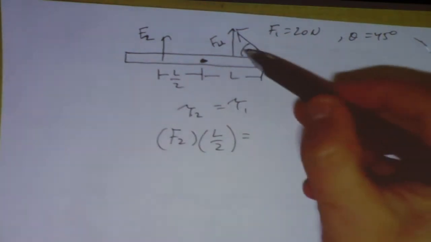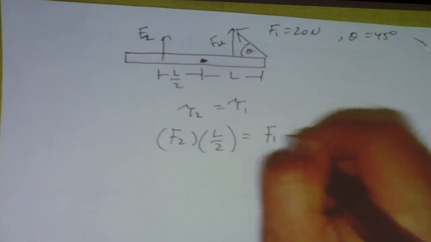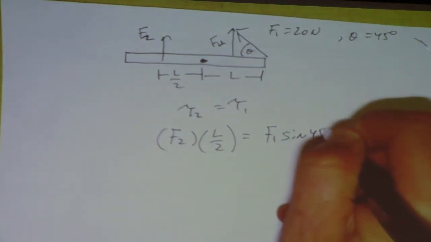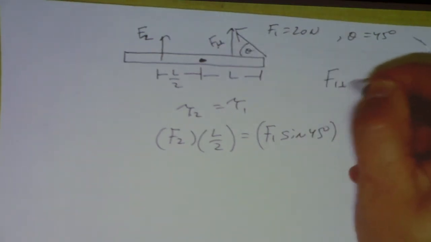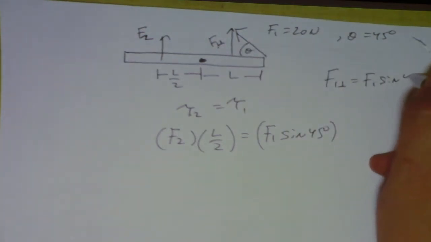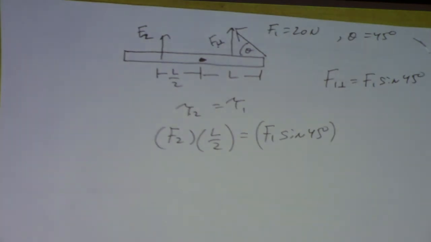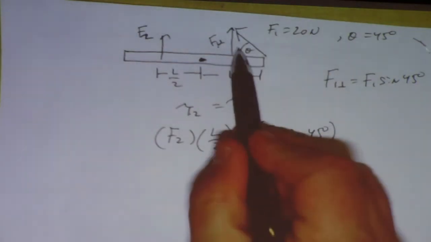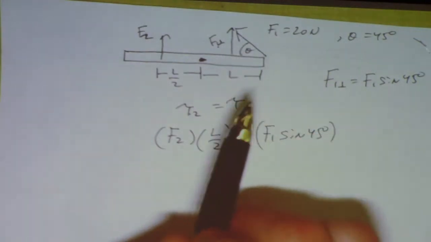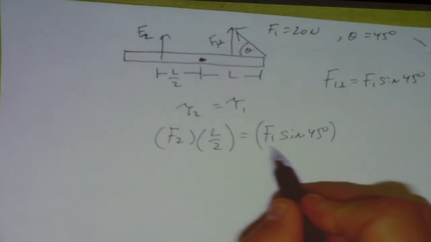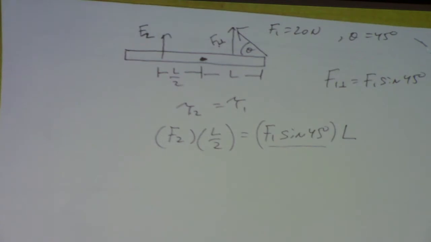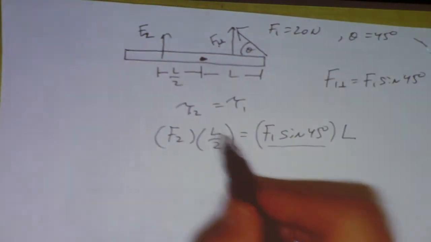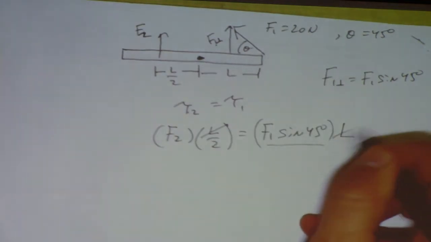So F1 perpendicular is F1 sine of 45. Right? That's the perpendicular part of the force. Now they give you 45 degrees, so if you accidentally pick the cosine, you would get the number correct. But it's really the sine, because that gives you the perpendicular part of the force. So here's the perpendicular part of the force, and then times L. And then the L's cancel out. There's an L over 2 and an L, so the L parts cancel out.